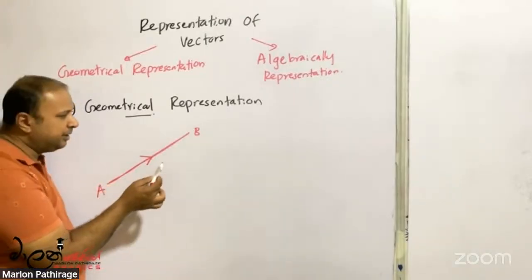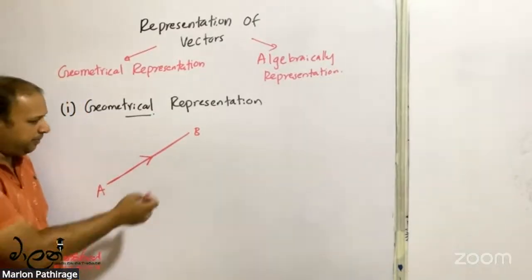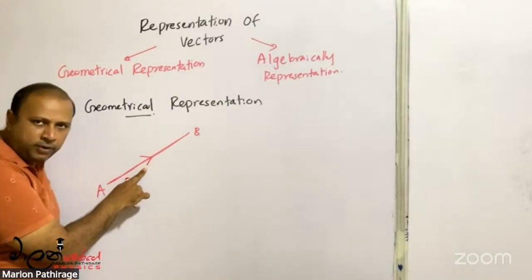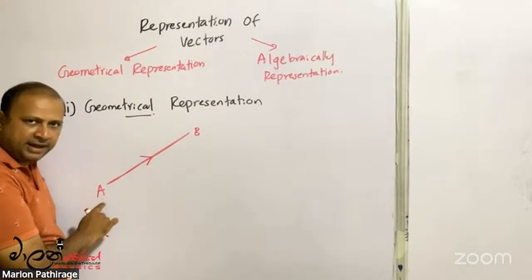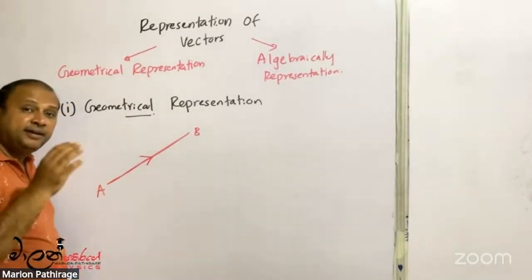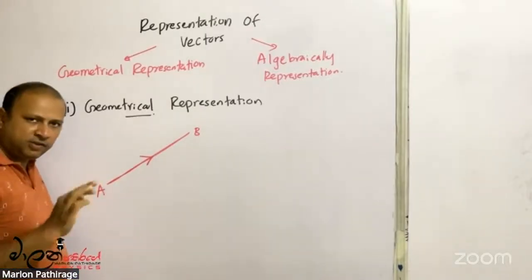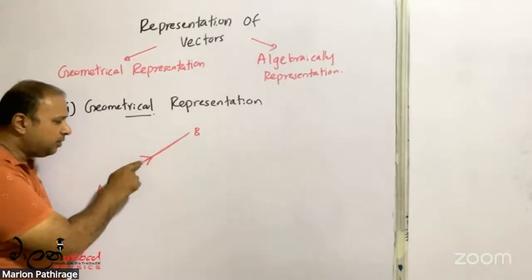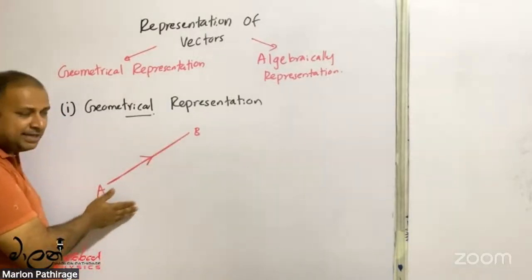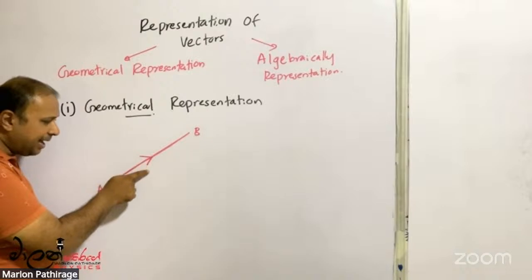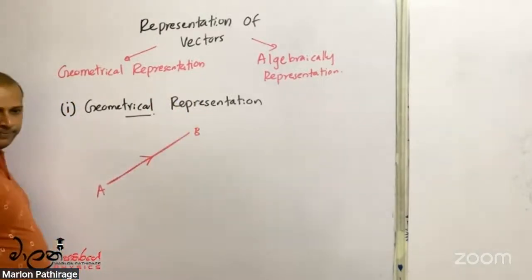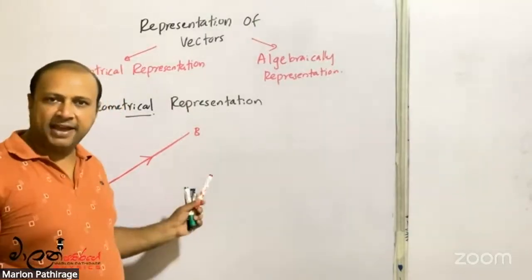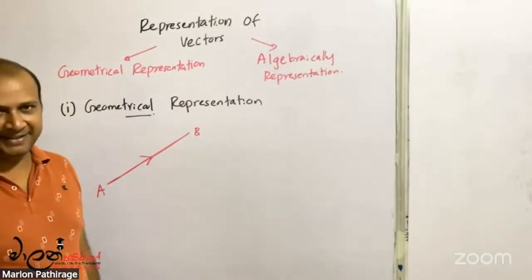Although it is parallel, the vector can be in the A to B direction or the B to A direction. Therefore, to represent the exact direction, we have to mark an arrowhead. Therefore, the direction of the vector can be represented by the direction of the line segment as well as the arrowhead. This line segment AB is parallel to the direction of the vector, and this arrowhead shows the exact direction of the vector. Therefore, the direction of the line segment and the arrowhead are used to represent the direction of the vector.